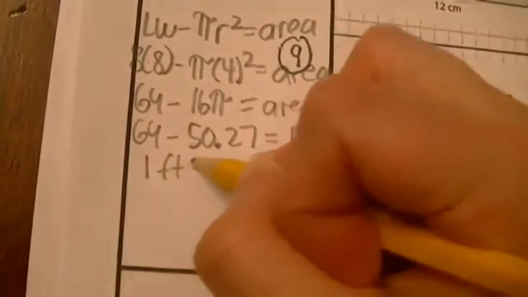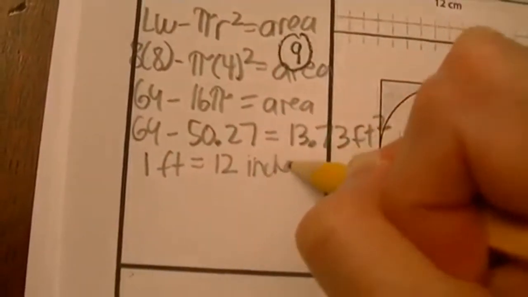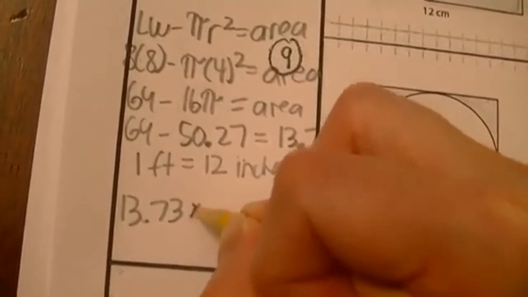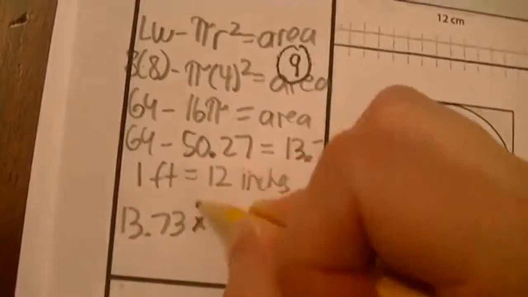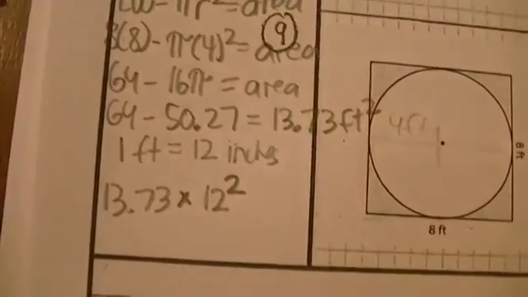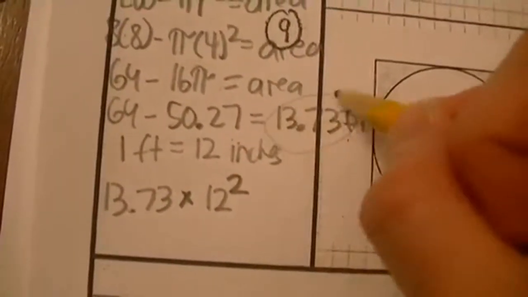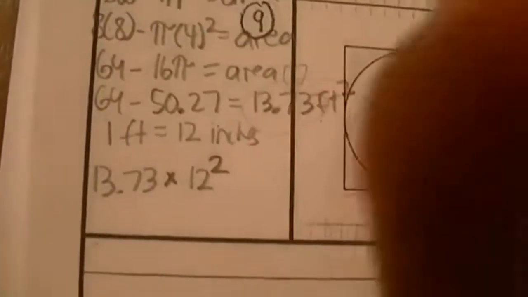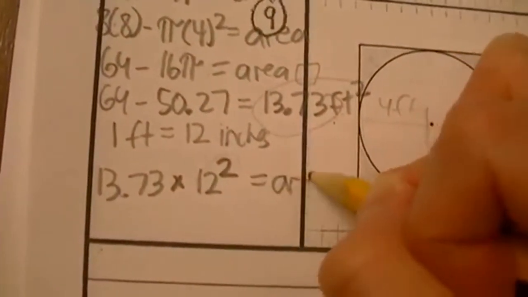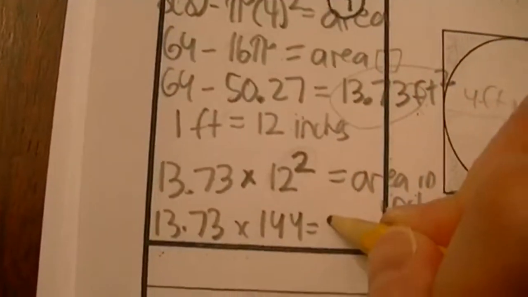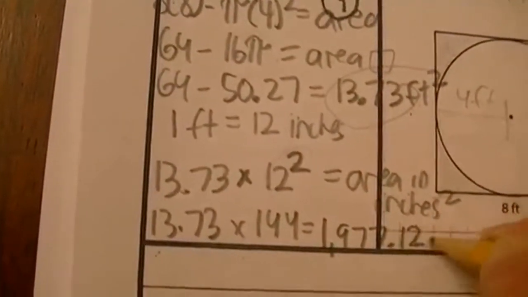I know that 1 foot equals 12 inches. So I take that 13.73 feet squared, and I'm going to multiply it, because there's 12 inches in 1 foot, so if there's 13.73 feet, I need to multiply by 12. And you have to square it, because they're square feet. You have to multiply both sides of the square foot. Got it? So that would give me the area in inches squared. So 13.73 times 12 squared, which is 144. When I do that, you should get 1,977.12 inches squared.